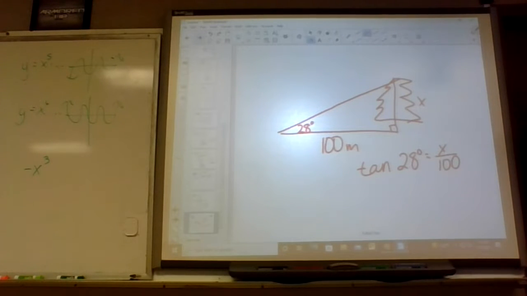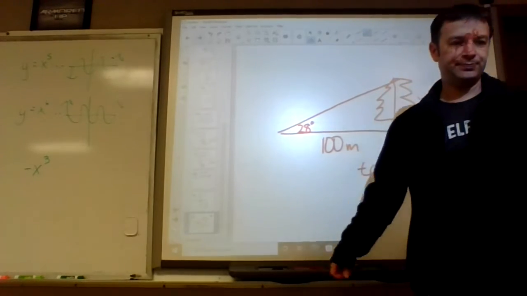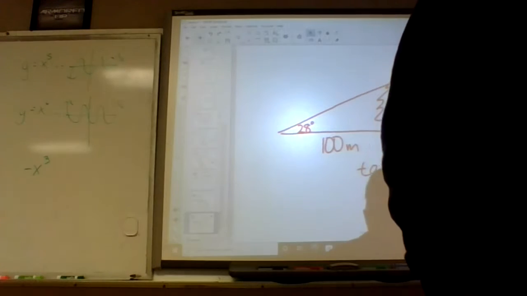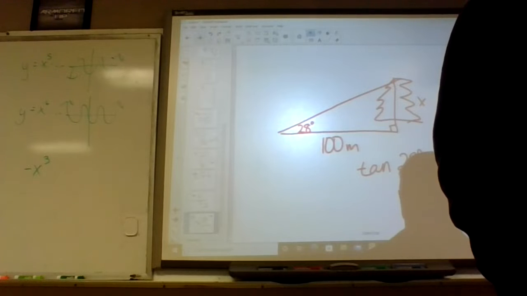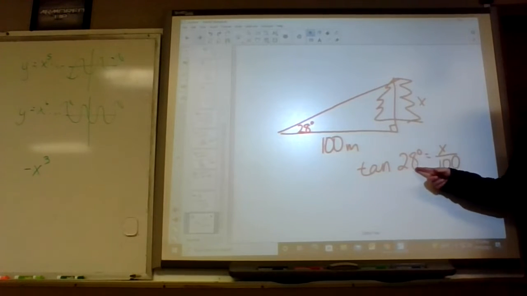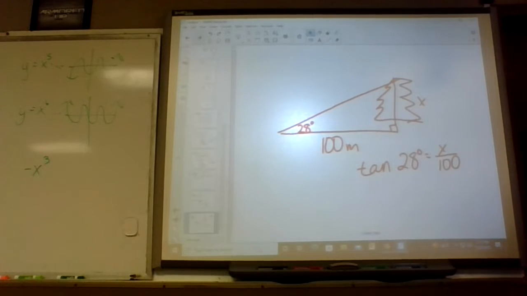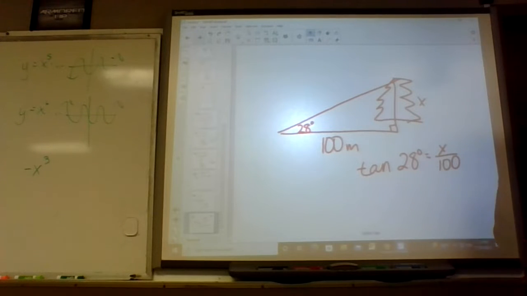I got 53.2 meters. It's a tall tree. 53.2 meters. Wait, I might have gotten the wrong answer. It is 53.2. It's the tangent of 28 times 100. That's a tall tree. My thing is if you got something weird, you might check and make sure your calculator's in degrees.